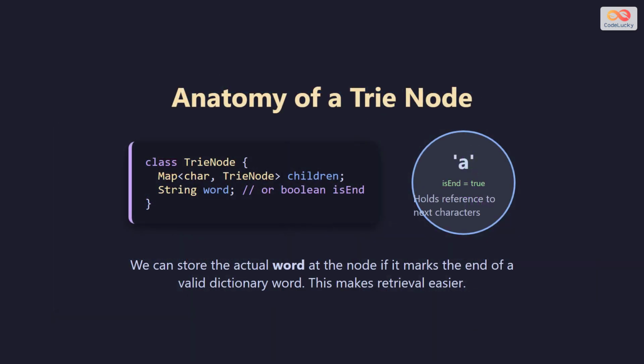In our trie, every node represents a character. Key to this problem is the isEnd flag, or storing the word itself at the node. This flag tells us if the character sequence ending at this node is a valid word in our dictionary, which is crucial for our rule that all prefixes must be words.